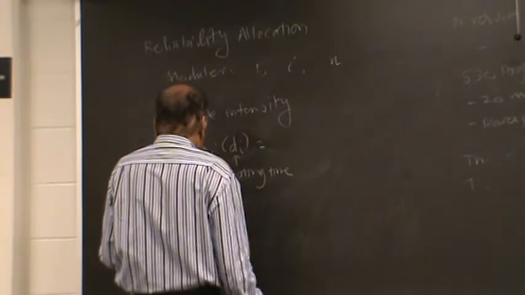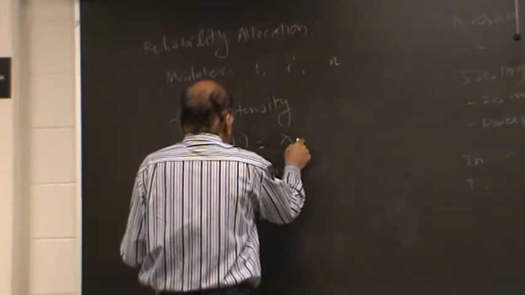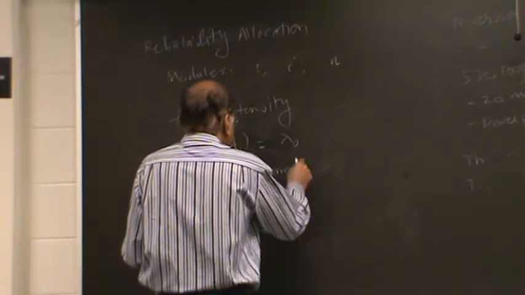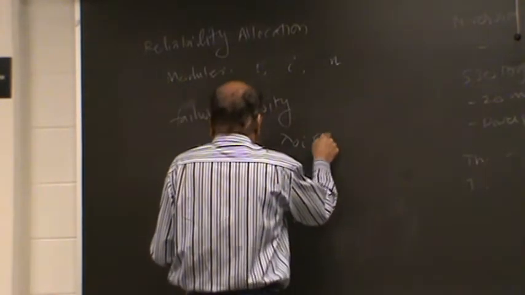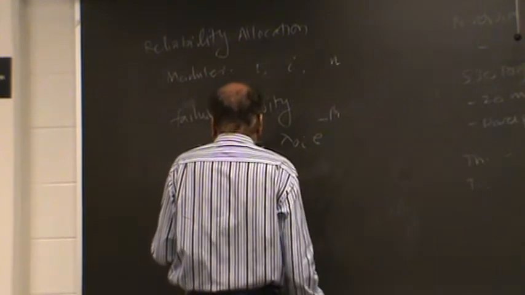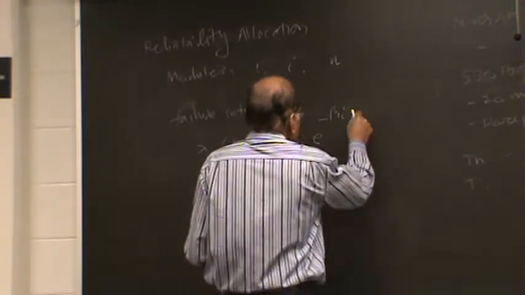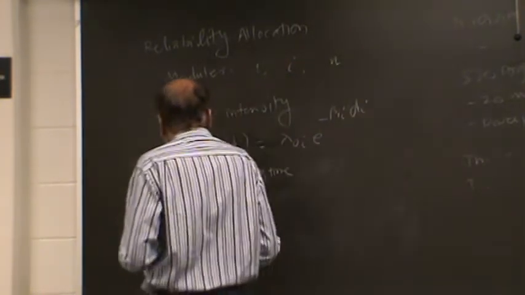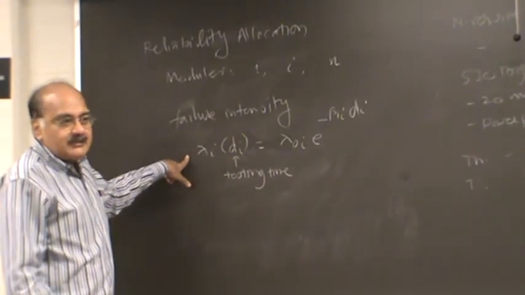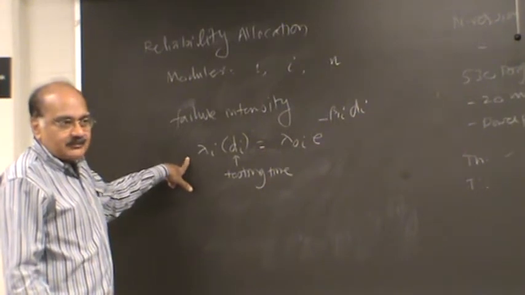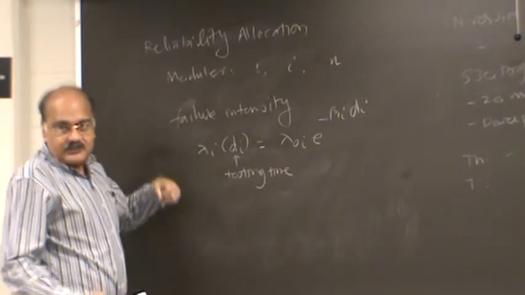Testing time, let us say it has been tested for t sub i time, and that is equal to lambda 0, and let me put i there to indicate that this is referring to module i, e raised to minus beta 1, and let me add a subscript i there, because we are referring to module i, d i. So the failure intensity of a module depends on how much it has been tested, right? So this is the exponential model. Remember this? We talked about it a few days ago.